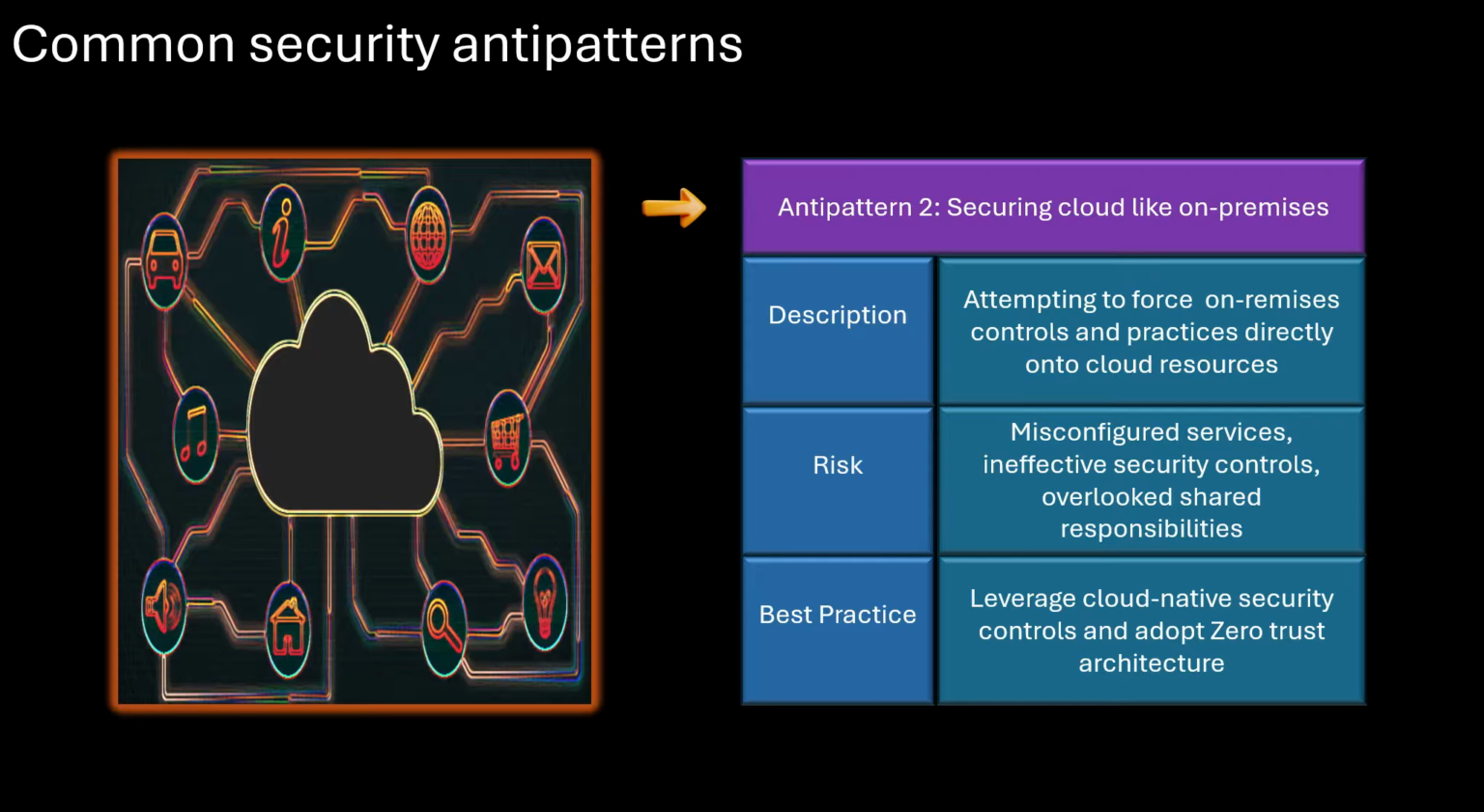The second anti-pattern is securing cloud like on-premises. What is important in this case is to understand that cloud environments offer unique services and configurations that differ from on-premises setups. Failing to properly configure these can leave resources exposed or underprotected. On-premises security controls do not translate well to cloud environments. This can result in security measures that are either too lax or overly restrictive, which hamper performance or leave gaps.